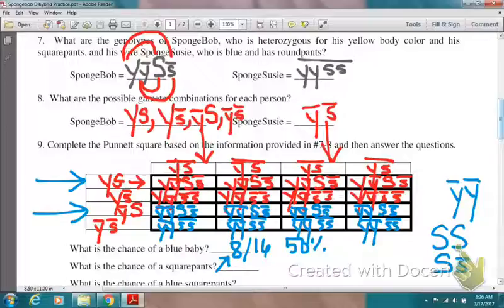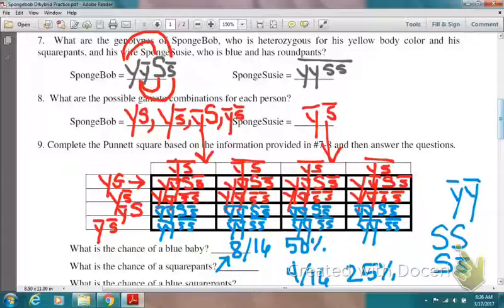All right, now the next question says, what's the chance of them being a blue square pants? So not only are they blue, little y, but they're also square pants, big S or big S, little s. 25%. 25 is correct, because it is going to be 4 squares out of 16. So it would be 4 out of 16, 25%. Does everybody see how she got that?